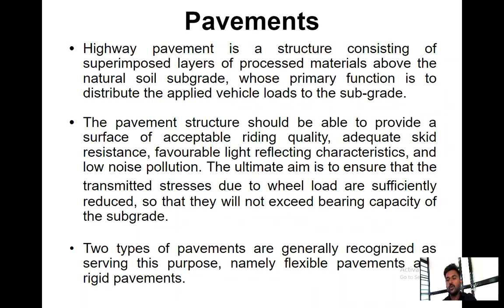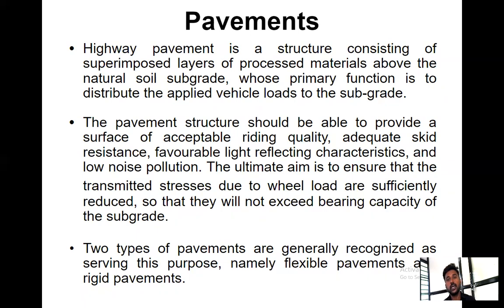There are two types of pavements generally recognized as serving this purpose: flexible pavement and rigid pavement. Okay, to serve this purpose, there are two types of pavements designed. One is the flexible pavement, another is the rigid pavement. In flexible pavement, we are using bitumen, and in rigid pavement, we are using concrete roads. Whenever there is a concrete road, we call it a rigid pavement. If there is a bituminous road, then we call it a flexible pavement.